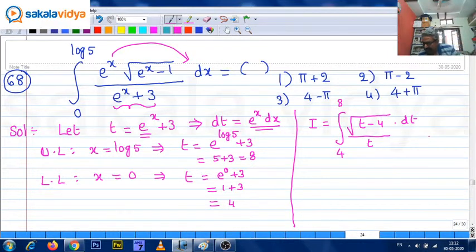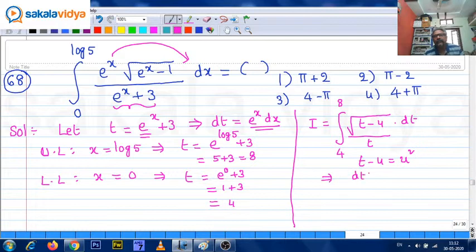Okay, we need to check it now. We need to check it. Okay, no problem. Here also we can do one more substitution. It will give us the answer. t minus 4 is equal to u square, you say.